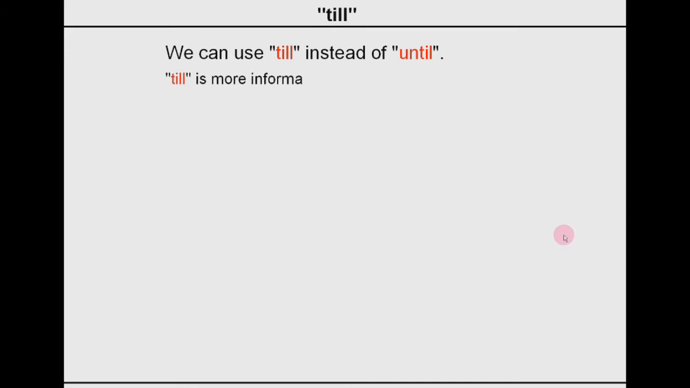Till, T-I-L-L. Well, we can use till instead of until. The meaning is the same, exactly the same. But till is more informal. It's very common in spoken English.